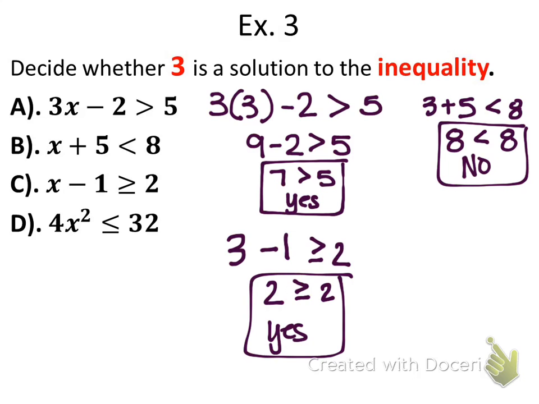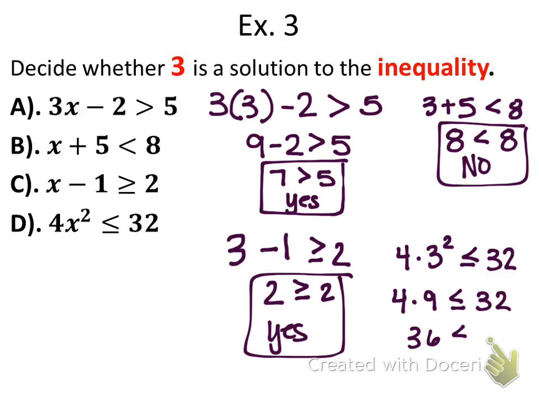And last but not least, here's where our order of operations really comes in. 4 times 3 squared is less than or equal to 32. All right, what would I do first? Michael? Exponents. 3 squared is 9. 4 times 9 is 36. Whoops. 36 is less than or equal to 32. Is that true? No.